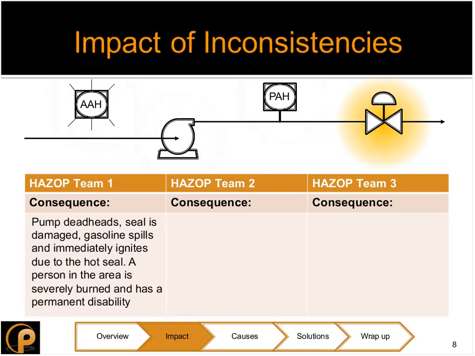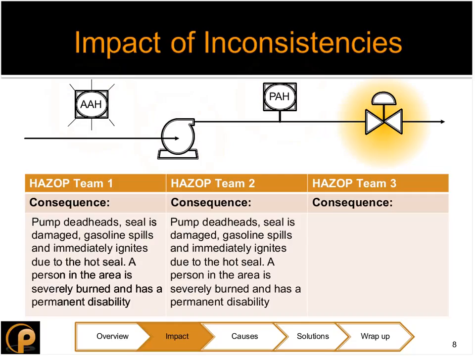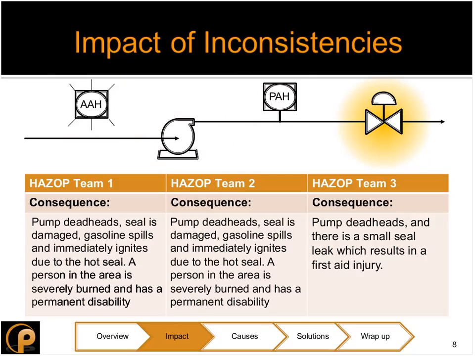HAZOP Team 2, however, has not had a recent event, but had heard about what happened at Facility 1. So they came up with approximately the same consequence, deadheading and permanent disability. PHA Team 3, however, had not seen that particular incident and recently had been having a lot of seal leaks, and nothing ever seemed to really come of those seal leaks. So they agreed in general with the series of events, but said that it would be a small fire resulting in a first aid injury. So already here we see a slight difference based on the experience. We have 2 different consequences depending on the team.